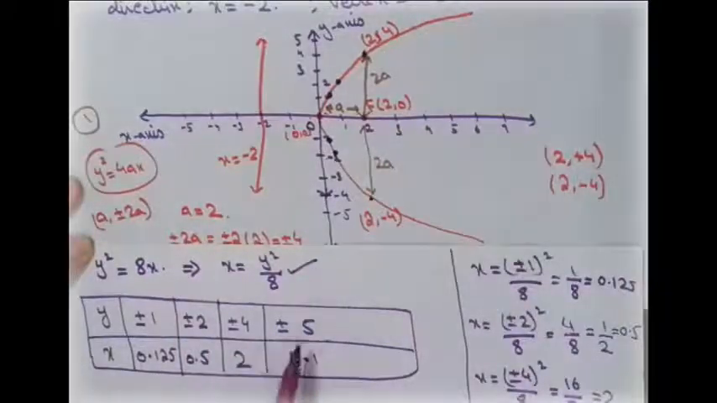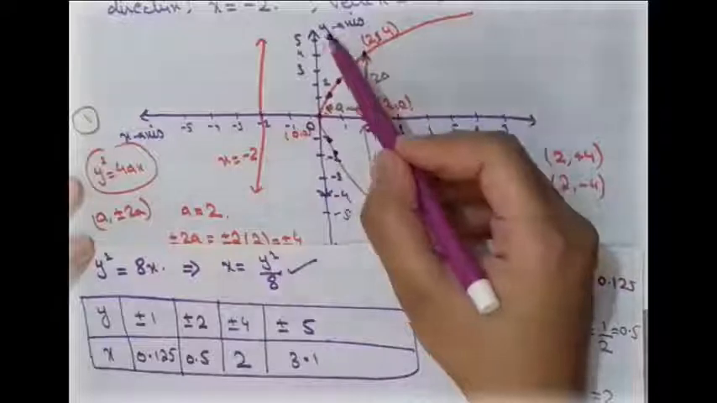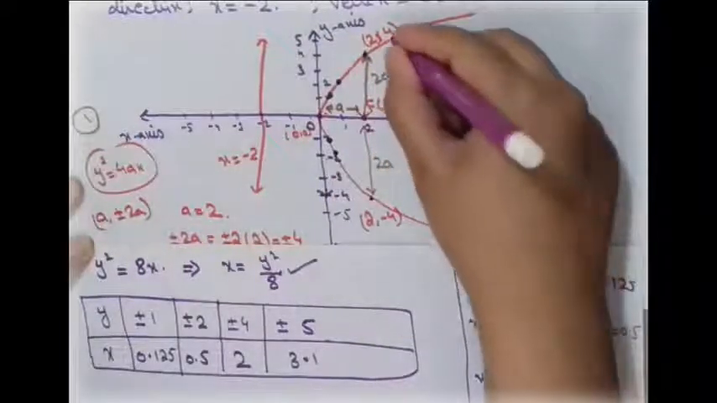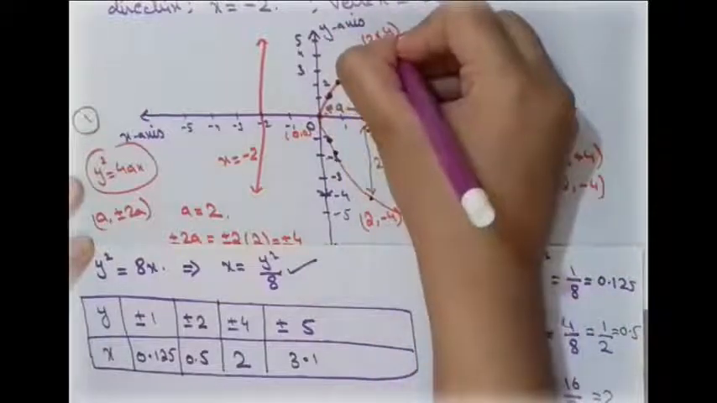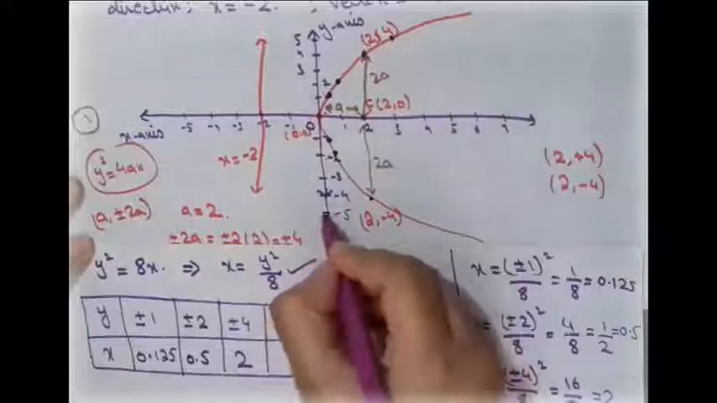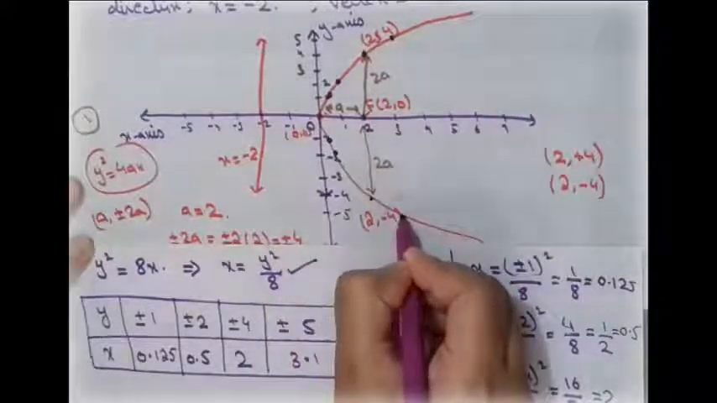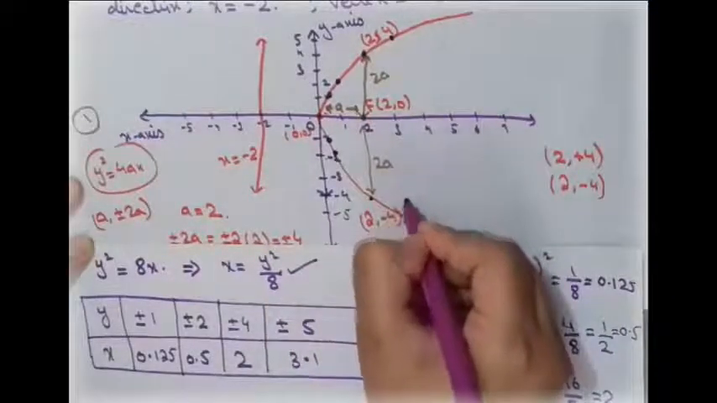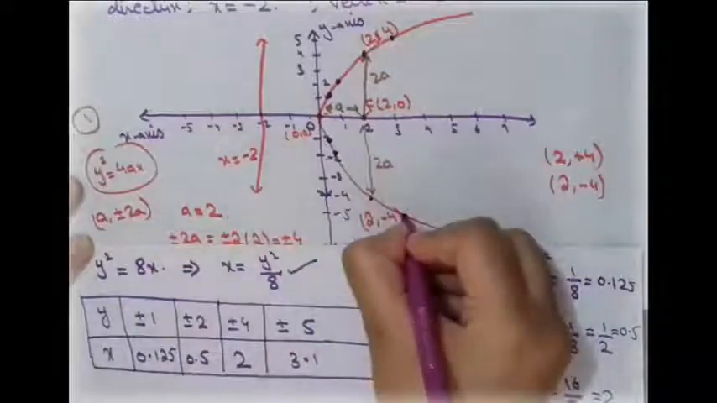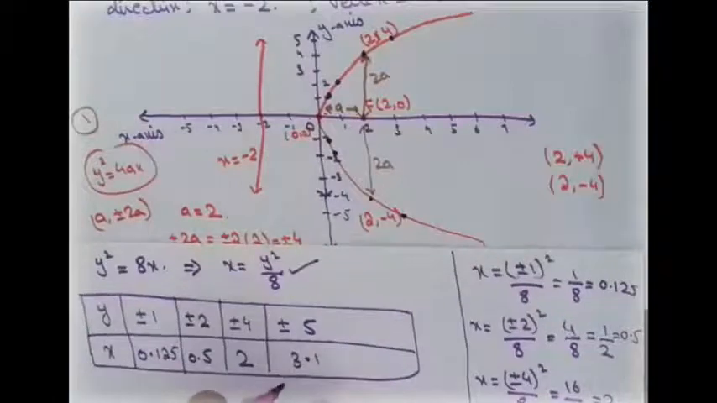And lastly, we take a point which is positive 5, and here is 3.1 somewhere here. So here is a point which is on the parabola, and in a similar way, if I take negative 5, it is here and 3.1 is somewhere here. So here is a point. So in this way we will plot our accurate graph.